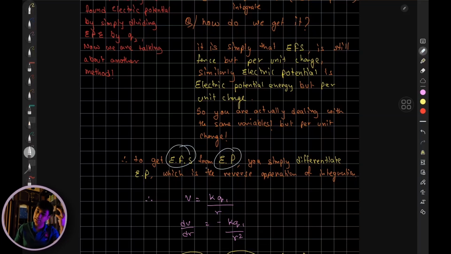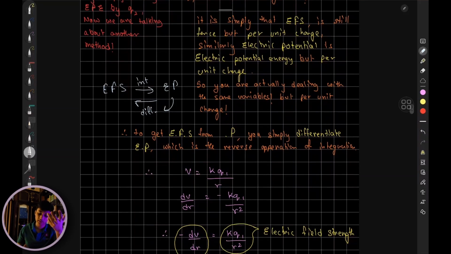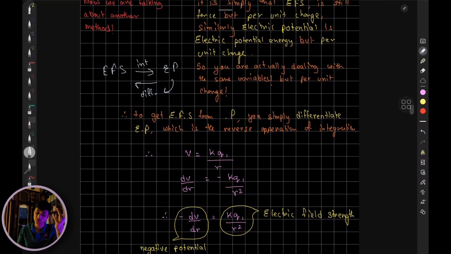So if you integrate the field strength to get potential energy, how do you get back to electric field strength from the potential energy? What is the reverse operation? If EFS, you integrate it and get electric potential, what is the reverse operation? Differentiation, exactly. So if you differentiate electric potential, what you're supposed to get is electric field strength. That is what you're supposed to get. Good. So if you understand that concept right now, we can move on with the derivation.